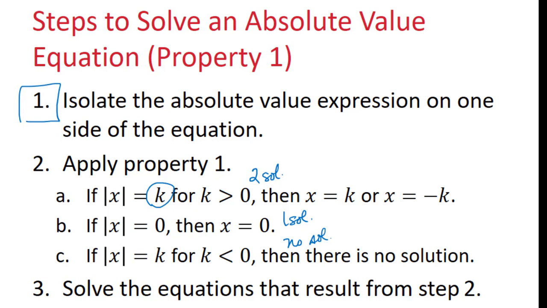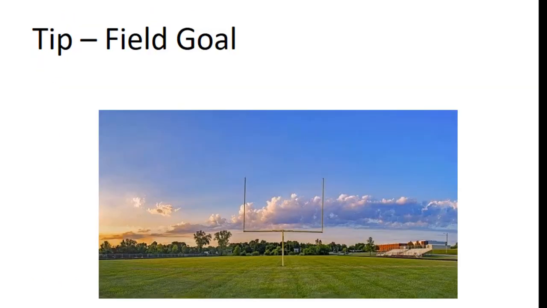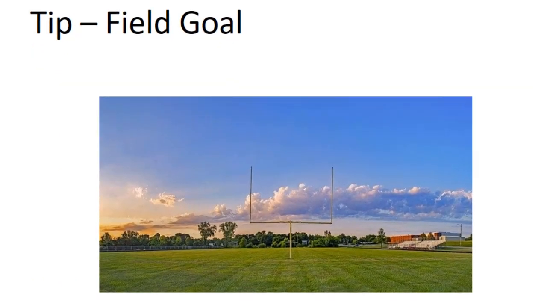And once we determine which of those cases we're in, we'll just solve those resulting equations. Now here's a tip to help you remember this, hopefully. Think about the absolute value bars as the field goal on a football field. And before you can kick the football through those goalposts, you've got to get down the field, right? You've got to clear the field of all the obstacles before you get that opportunity. And that's what we want to do in an absolute value equation.